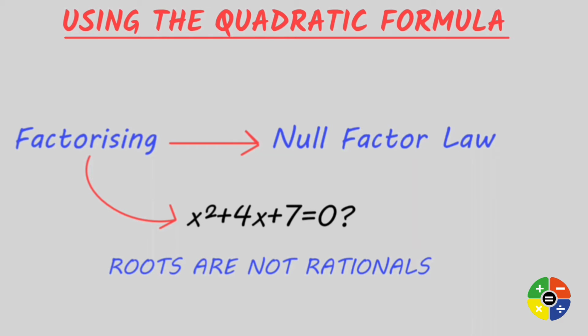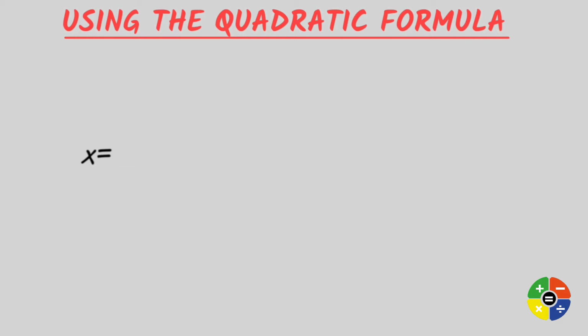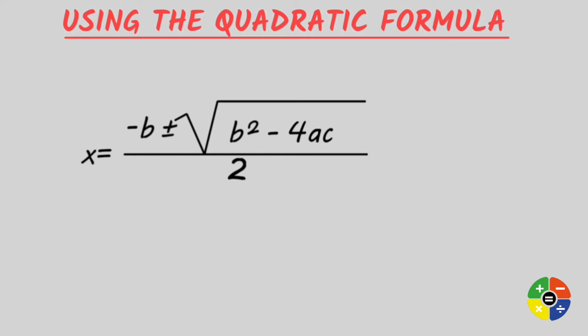This formula is derived from the process of completing the square and can be stated as x is equal to negative b plus or minus the square root of b squared minus 4ac, divided by 2a, where a, b, and c are the numerical coefficients of the quadratic equation ax squared plus bx plus c equal to 0.